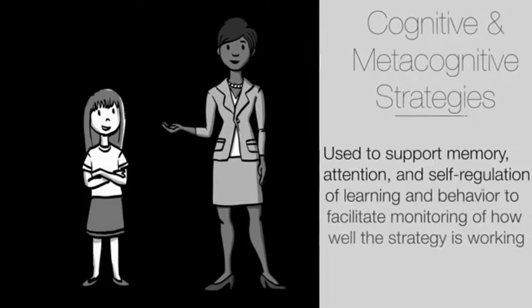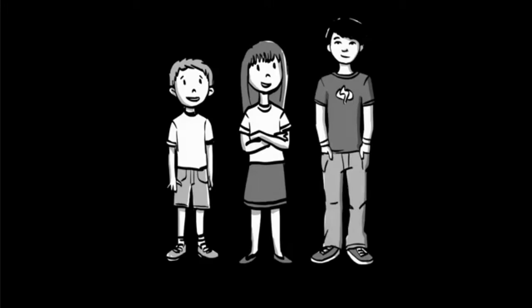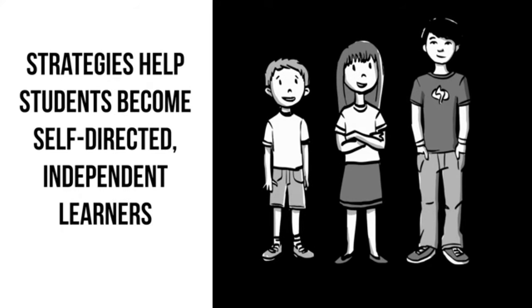Both types of strategies are used to support student memory, attention, and self-regulation of learning and behavior, and simultaneously help them keep one eye towards how well everything is working. In so doing, the strategies help students become self-directed, independent learners. In other words, when students learn and use a strategy, they are essentially learning how to learn, and then how to use the strategy to execute a skill or process.